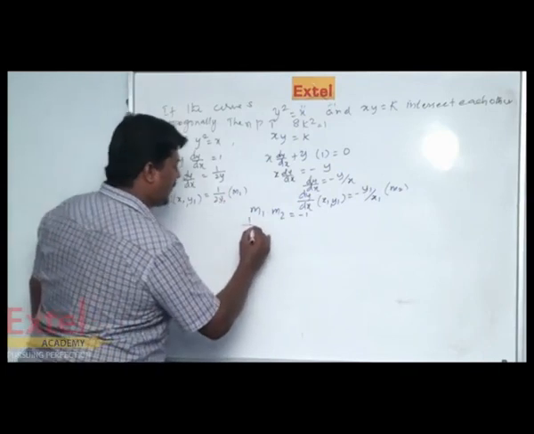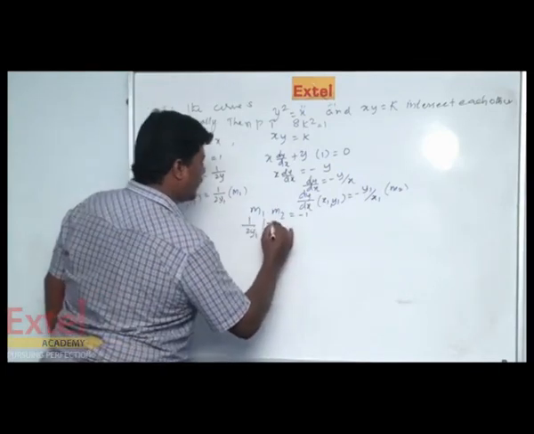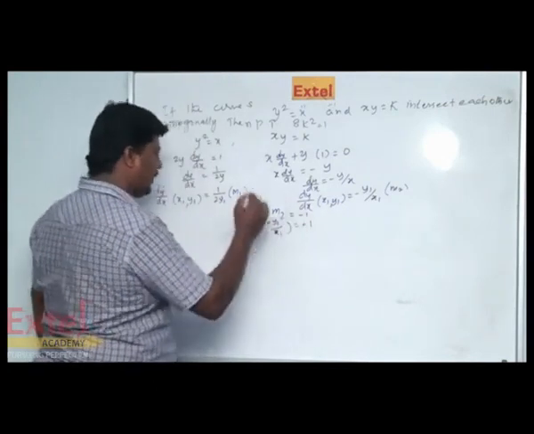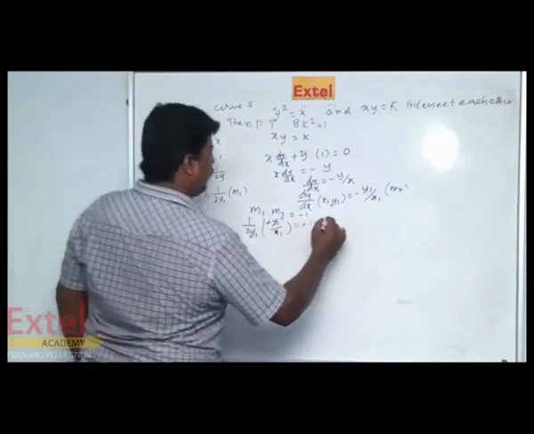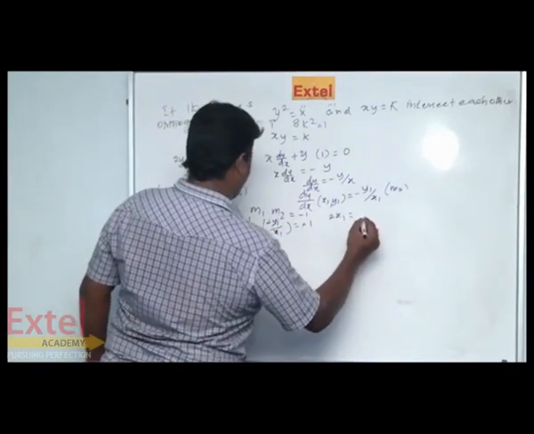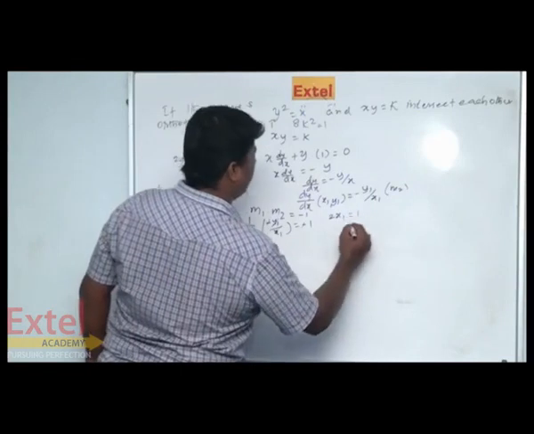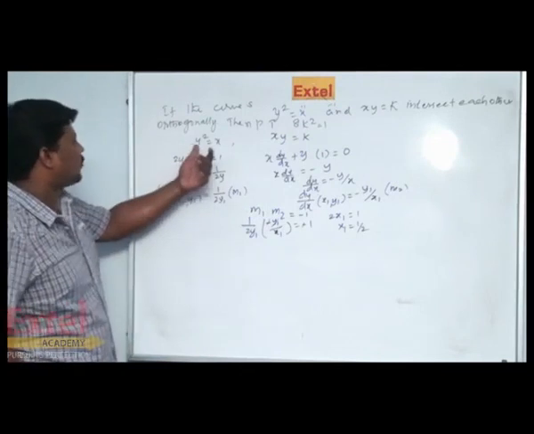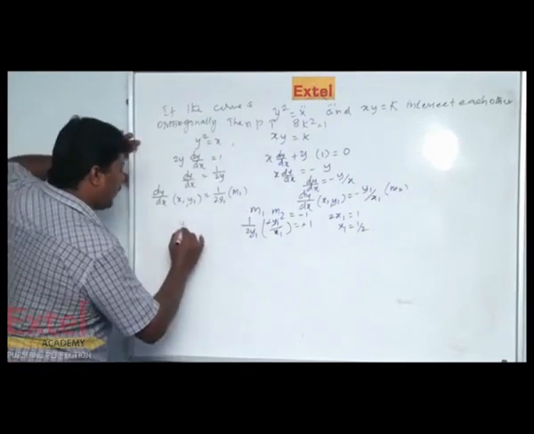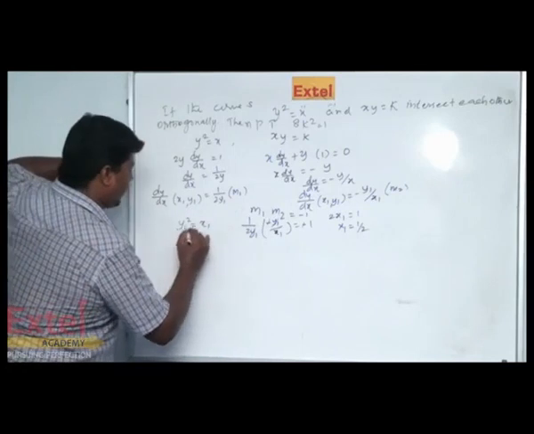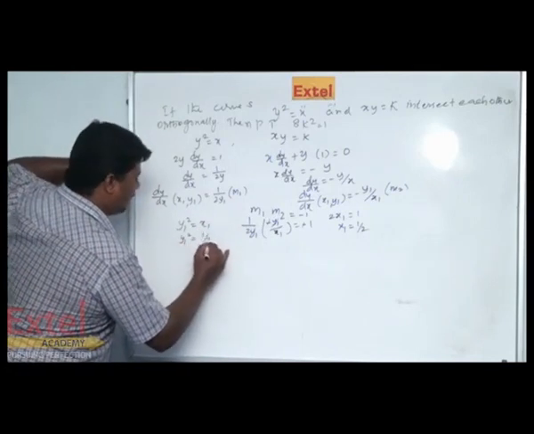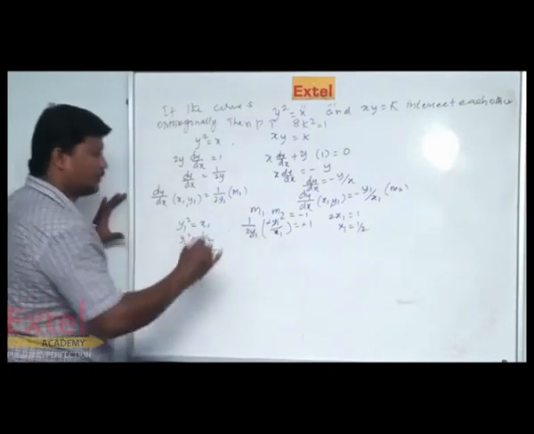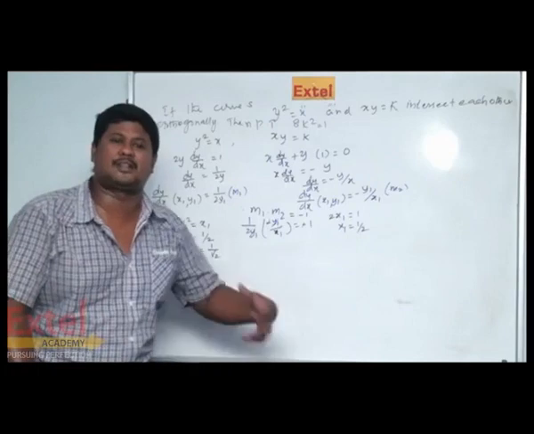So m1 is what? 1/(2y1). What is m2? -y1/x1, and the product is equal to -1. The minus signs cancel, y1 cancels, therefore 1/(2x1) = 1, so 2x1 = 1. From this I can say x1 = 1/2. Let us consider the first curve, y² = x. If y1² = x1, then I can say y1² = 1/2. From this I can find y1 = 1/√2. So now you have found the values of x1 and y1.